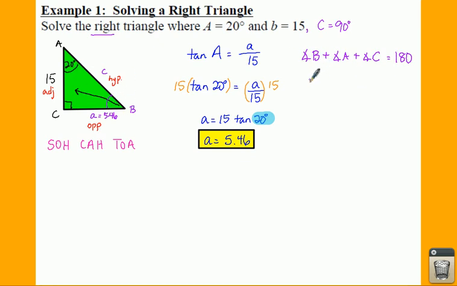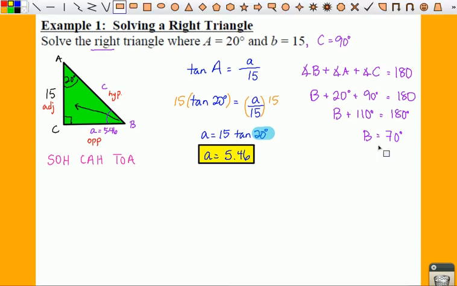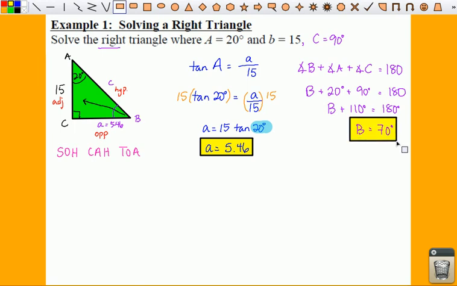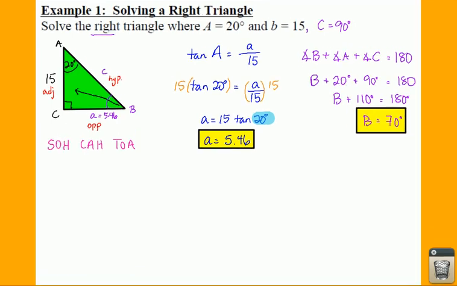So if we plug these values in, we don't know what B is. We know A is 20, C is 90, equals 180. So we'd say B plus 110 equals 180. B is equal to 70 degrees. So there is your angle B. We may have wanted to figure that out at the beginning, but it doesn't really matter.